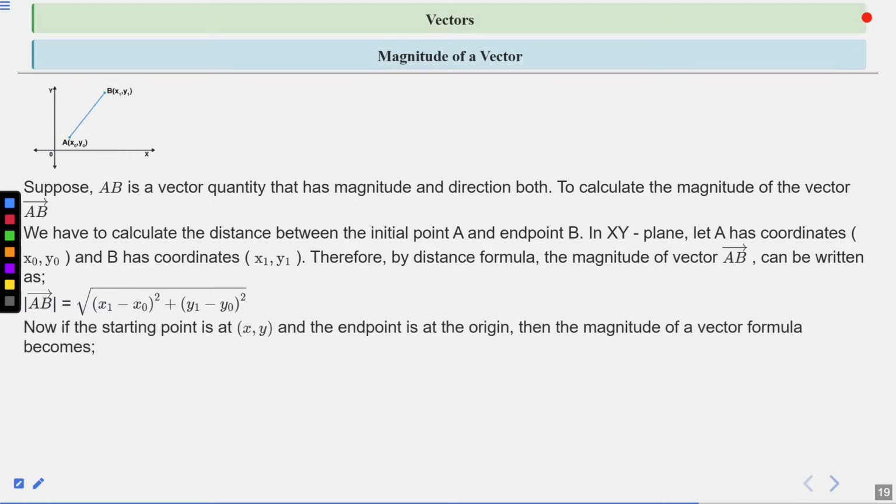Now if the starting point is at x, y and the ending point is the origin, what will be the coordinates? 0, 0. The value of x is 0 and the value of y is also 0. Then the magnitude of the vector becomes the square root of x squared plus y squared. Clear?